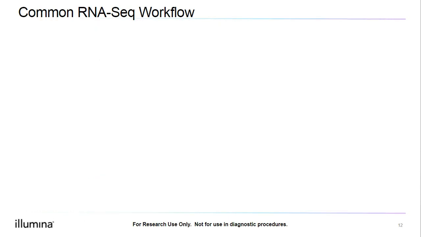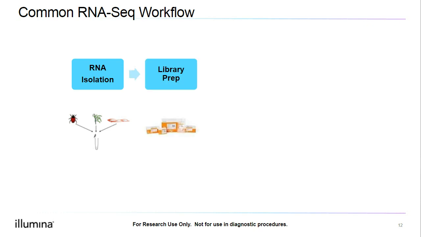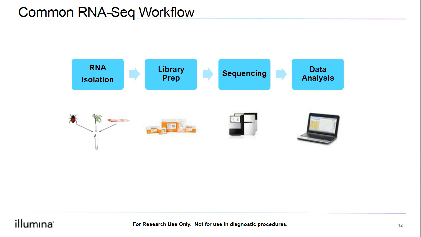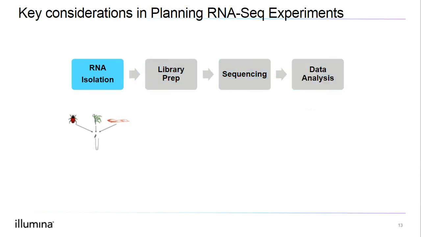The common RNA sequencing workflow is going to start with RNA isolation onto library preparation. And once we've QC'd our libraries, we would want to move into sequencing and subsequent data analysis. So first, let's focus on RNA isolation, which is a very important part of RNA sequencing.